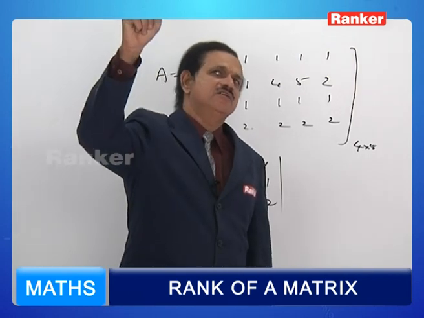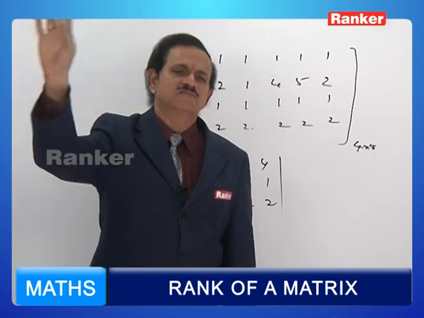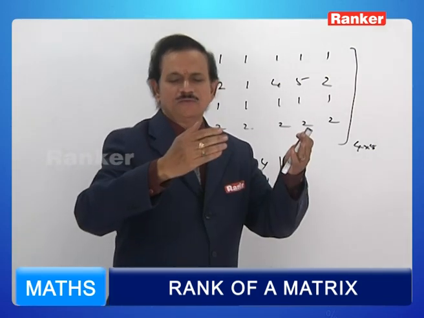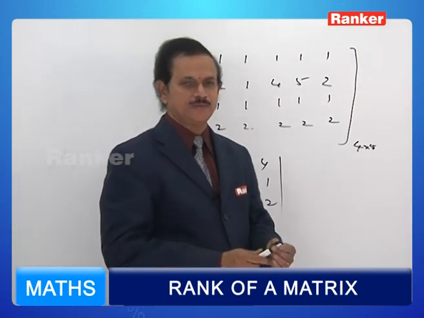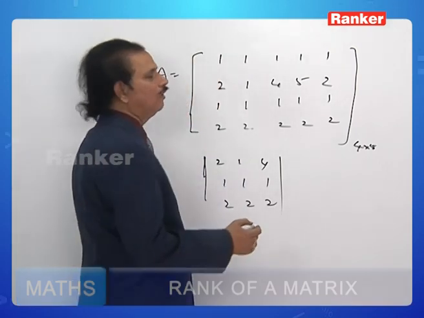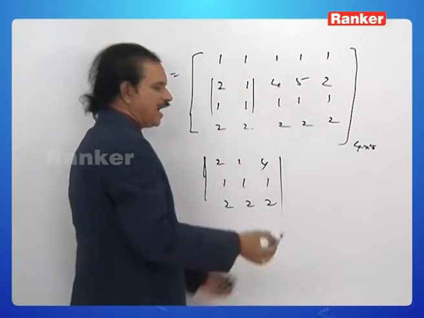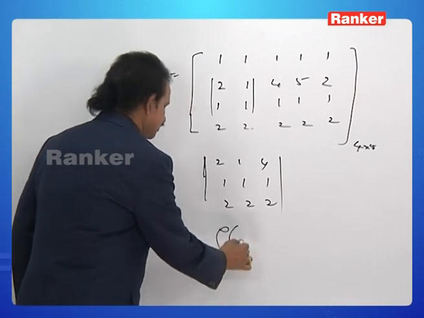Firstly, we have tested for 4. There is no 4 by 4 non-zero minor. Leave it. Next, we have tested for 3. There is no non-zero minor of order 3. Leave it. Come to 2. 2 by 2. Is there any 2 by 2 non-zero minor? Oh, there are plenty. Therefore, rank of A is equal to 2.